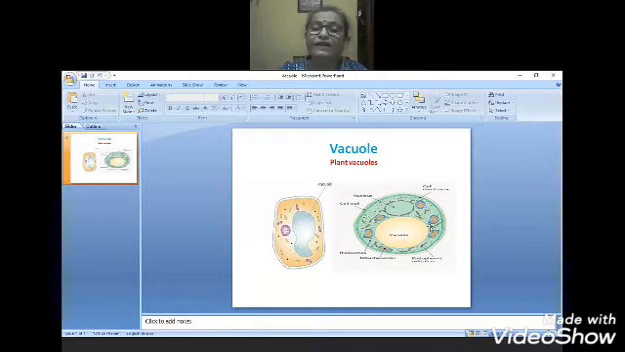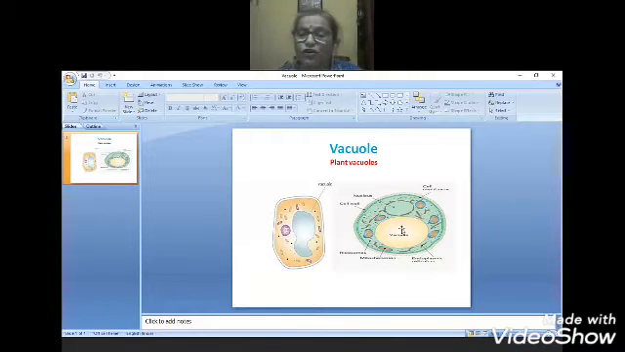The vacuole is surrounded by a single membrane, which is called the tonoplast, and inside the vacuole there is a liquid, which we call the cell sap. Now this cell sap contains some types of proteins, amino acids, glucose, and some organic materials.